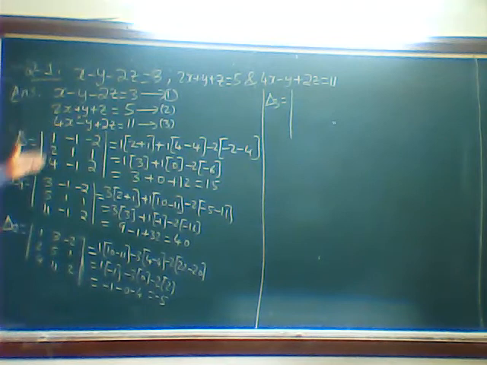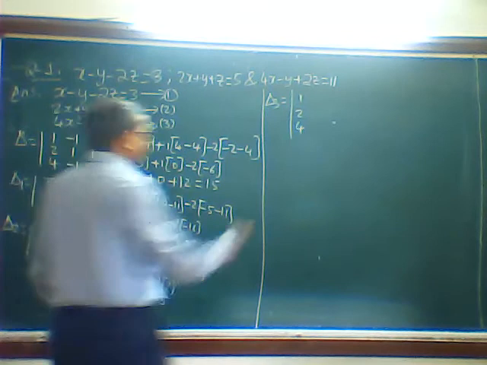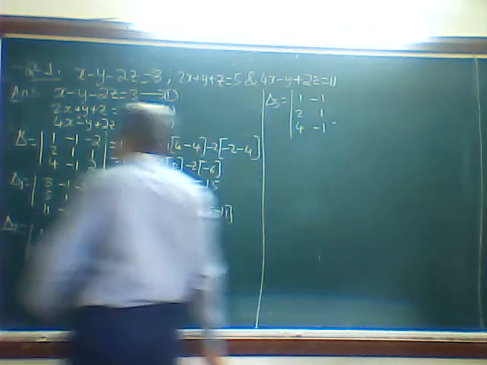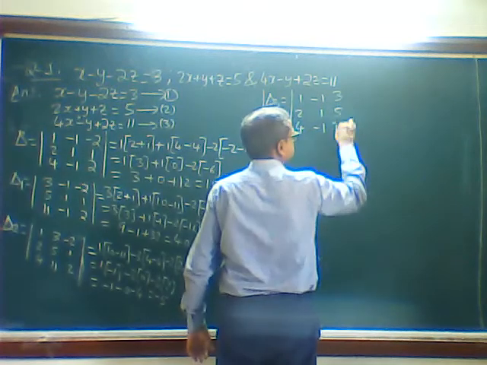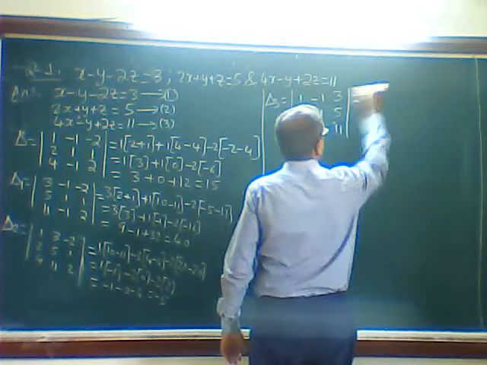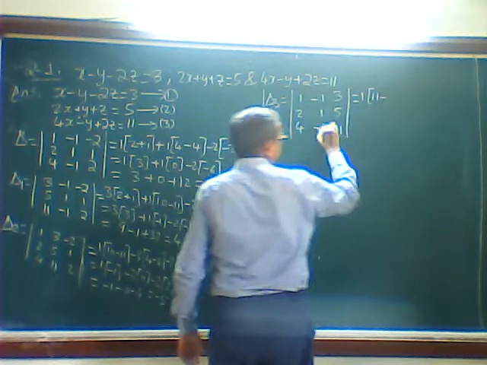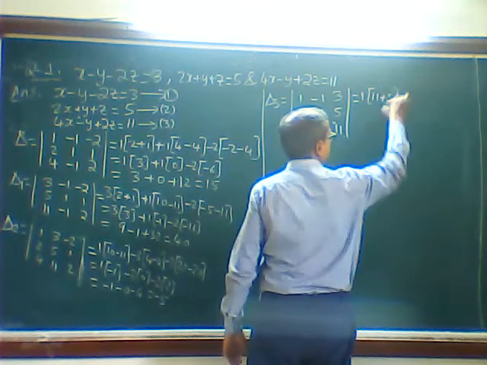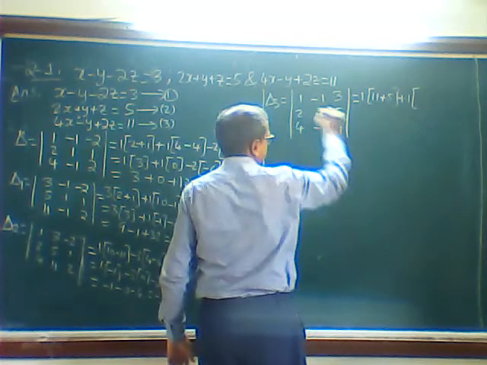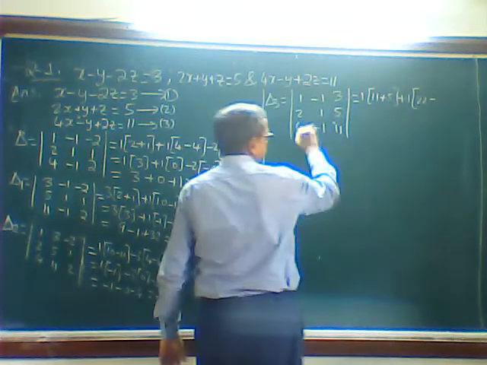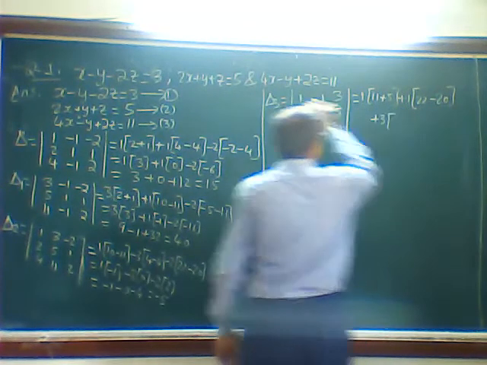In delta 3, first column as it is: 1, 2, 4. Second column minus 1, 1, minus 1. Now third column will be replaced by 3, 5, 11. First row, first column deleted. 1 into 11, 11. Minus sign. Minus 1 into 5 is minus 5, minus minus plus 5. Next, minus minus plus 1. Again, first or second complement. 2 into 11, 22. Minus 4 by 5, 20. Then plus 3. First row, last column.